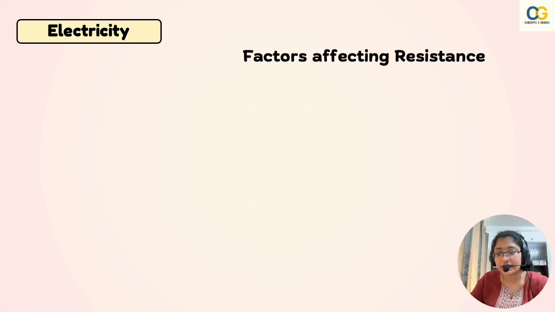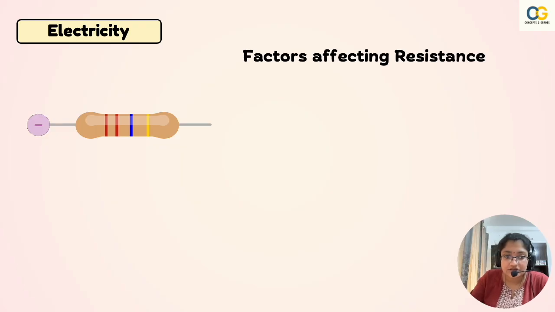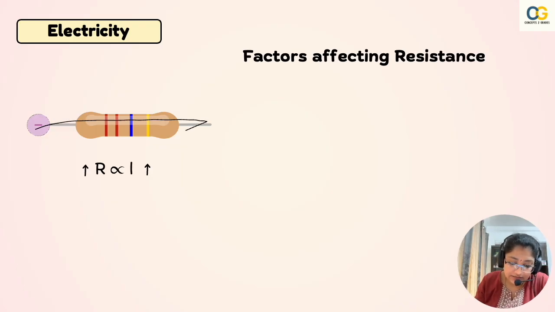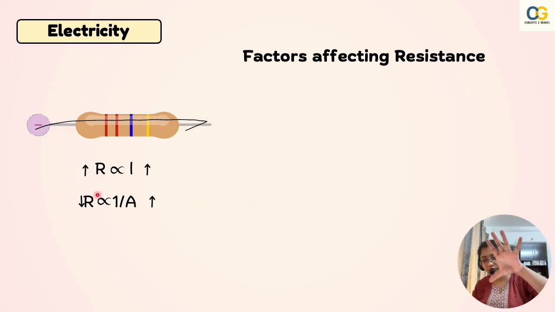Now coming to the factors that affect resistance. If I take this resistance, I can see that if the length of the wire is increased, then the resistance will also increase, which means that if resistance has to be increased, I can increase the length of the wire. So it is directly proportional to the resistance. The next thing I see is if I increase the area of cross section, that is if I make it more wide, more electrons will flow, so resistance will come down.